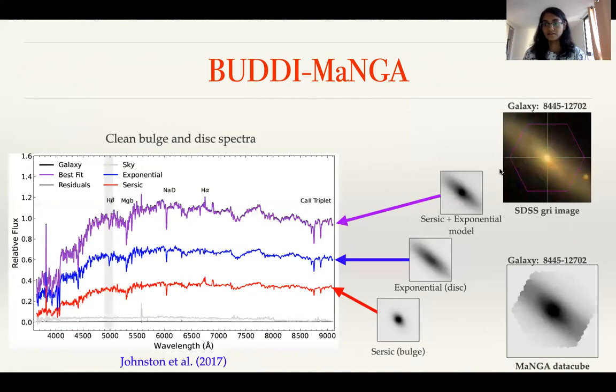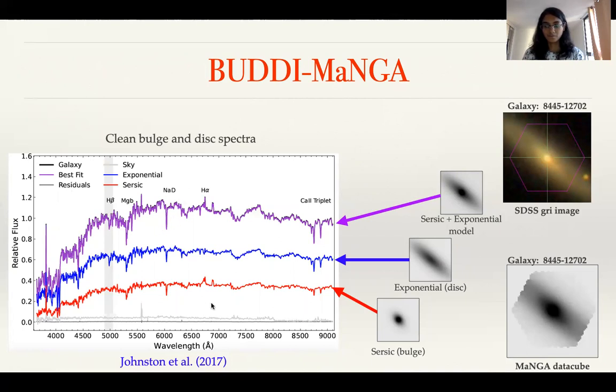So this is an image of a galaxy in the BUDDI-MaNGA sample. The one on the top shows the SDSS gri image overlaid with the MaNGA field of view, and the one on the bottom shows the MaNGA data cube image. As before, we fit the image slices of the data cube with a Sérsic bulge model and an exponential disk model, which are shown down here. The combined Sérsic plus exponential model is shown on top. And this is the final output from BUDDI.